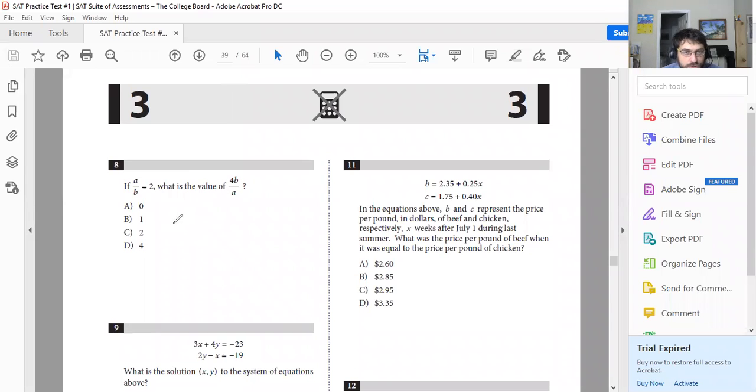A over B equals 2, and we want the value of 4B over A. So A over B equals 2. That means if we flip it, B over A equals 1/2. And 4B over A will be 4 times 1/2, which is simply 2. You know, that's 2 over 1, so I just essentially flipped the fraction over.